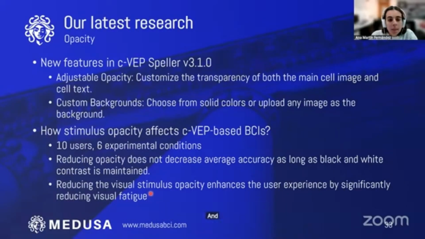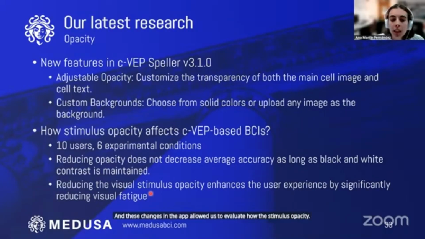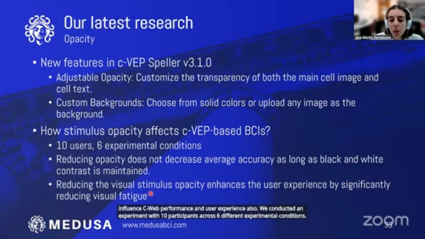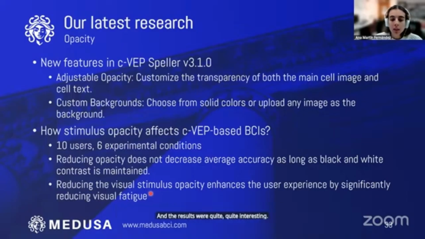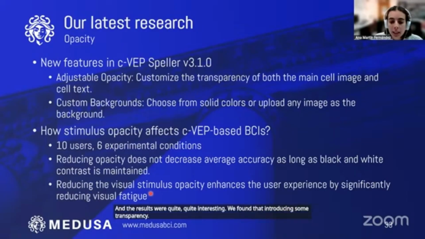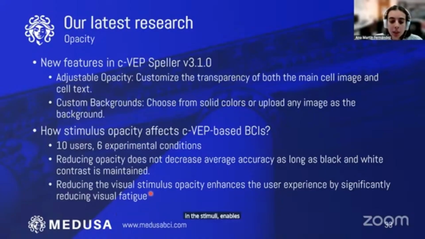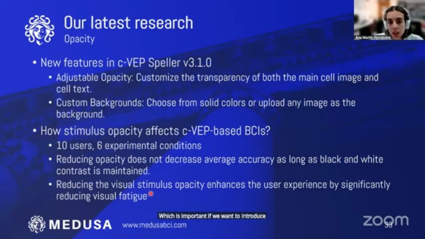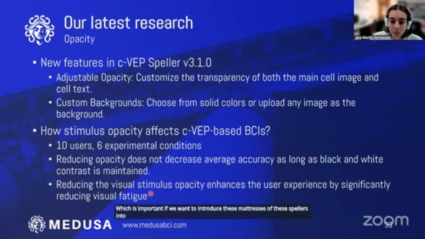And these changes in the app allowed us to evaluate how the stimulus opacity influenced c-VEP performance and user experience also. We conducted an experiment with 10 participants across 6 different experimental conditions, and the results were quite interesting. We found that introducing some transparency in the stimuli enables a smoother integration of the matrix of commands into the background, which is important if we want to introduce these matrices of these spellers into realistic environments.